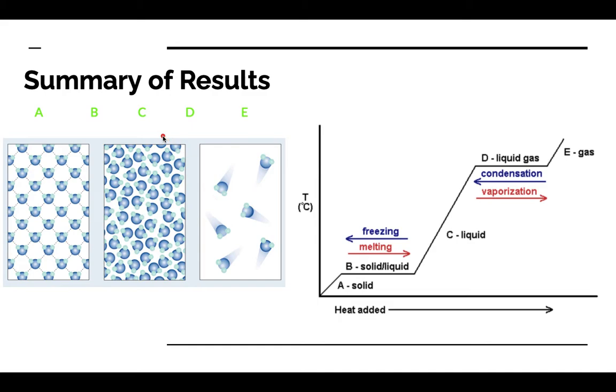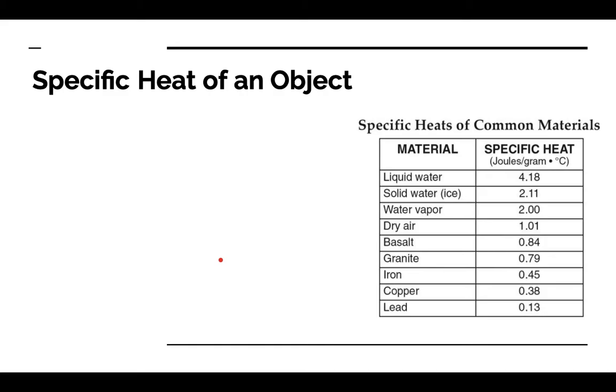And then we have C, where our water molecules are more free. The intermolecular bonds are weakened, but not completely, not as much as a gas. And then at D, we have another transition from liquid to gas. And then at E, we're completely liberated. All our intermolecular bonds are weakened, and thus our molecules are free to completely move of their own accord. All right, so now we move into the specific heat of an object.